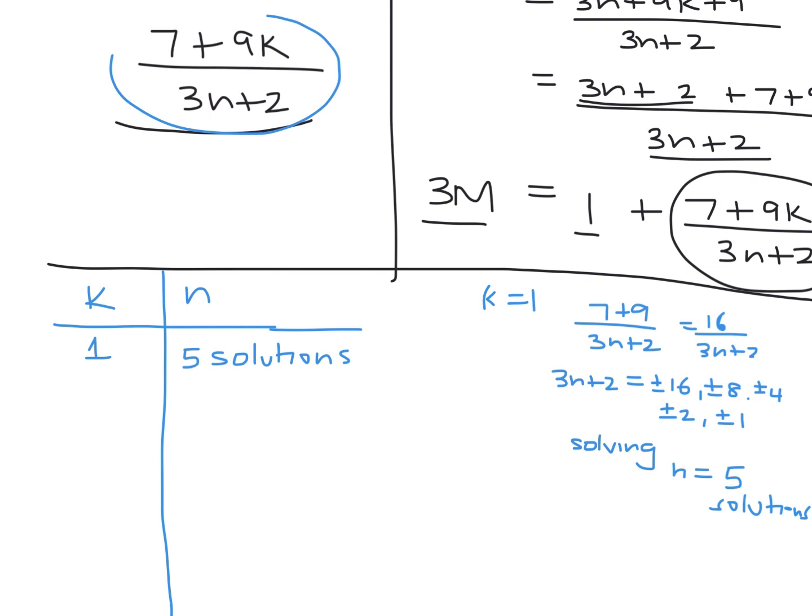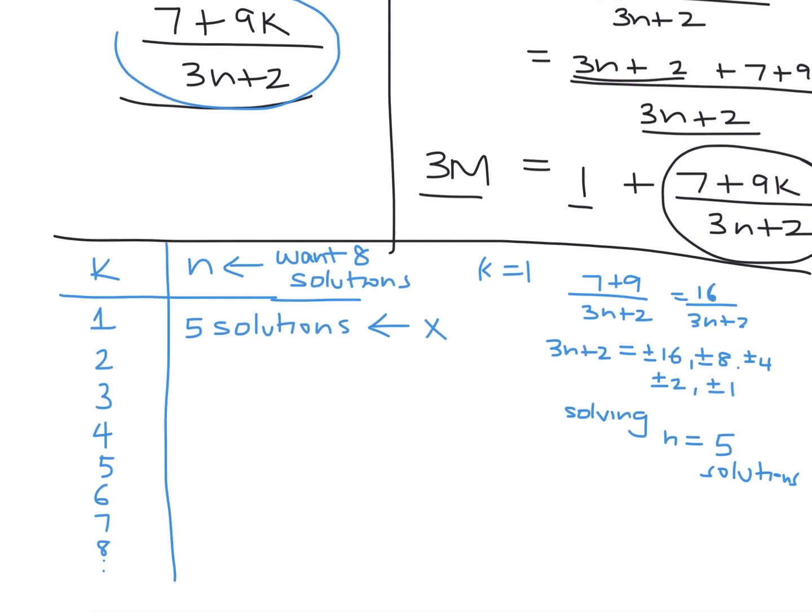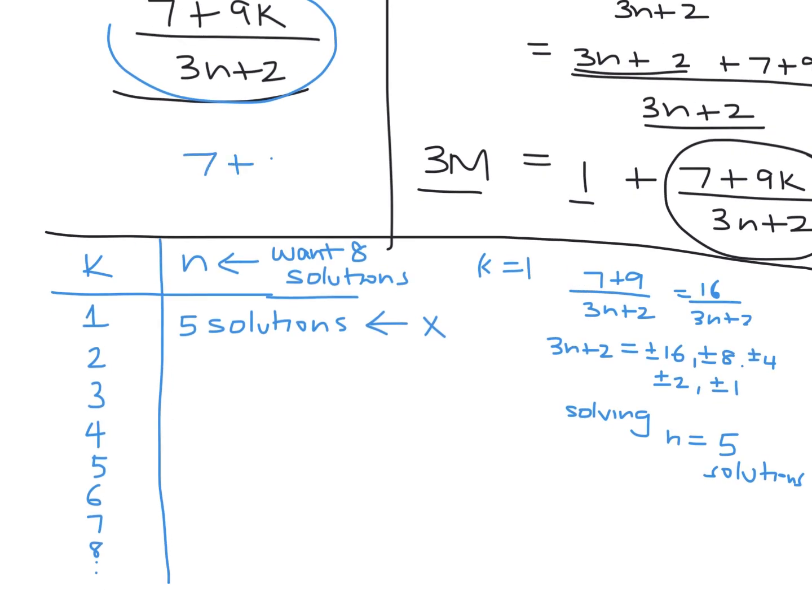Now, we wanted 8, right? So this fails. Even though they're solutions, we want exactly 8. So for some value of k, I don't know which one it is, you're going to have exactly 8 solutions for n. We want 8 values of n that are integers. Now, I'll just put 7 plus 9k over 3n plus 2 in there.